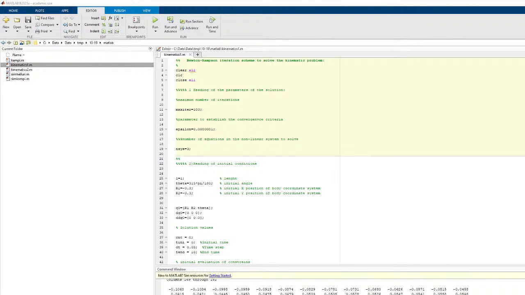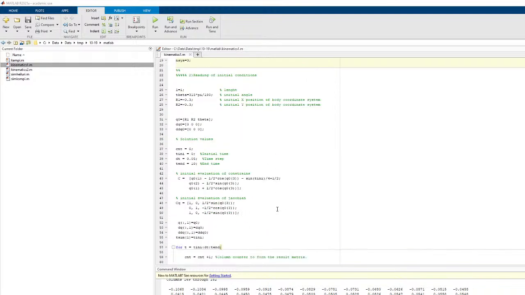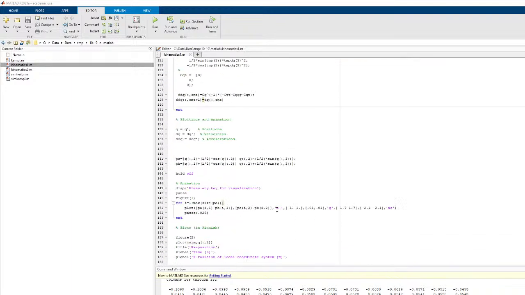I disappeared. Yeah, I disappeared completely, but that's okay. You don't miss much if you don't see my face. Okay, so I have here my implementation. If you want to take a look, this will be available in the Moodle site.